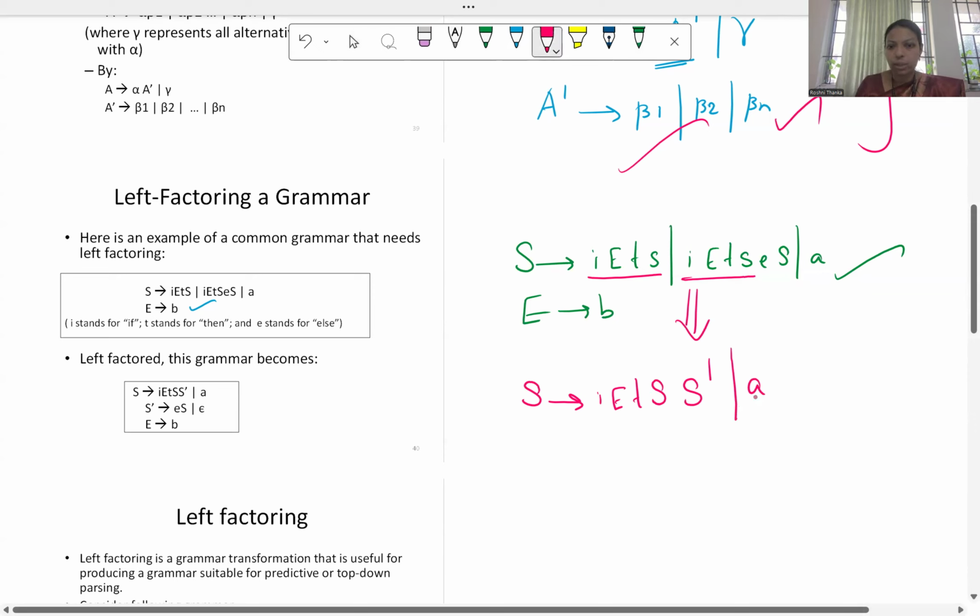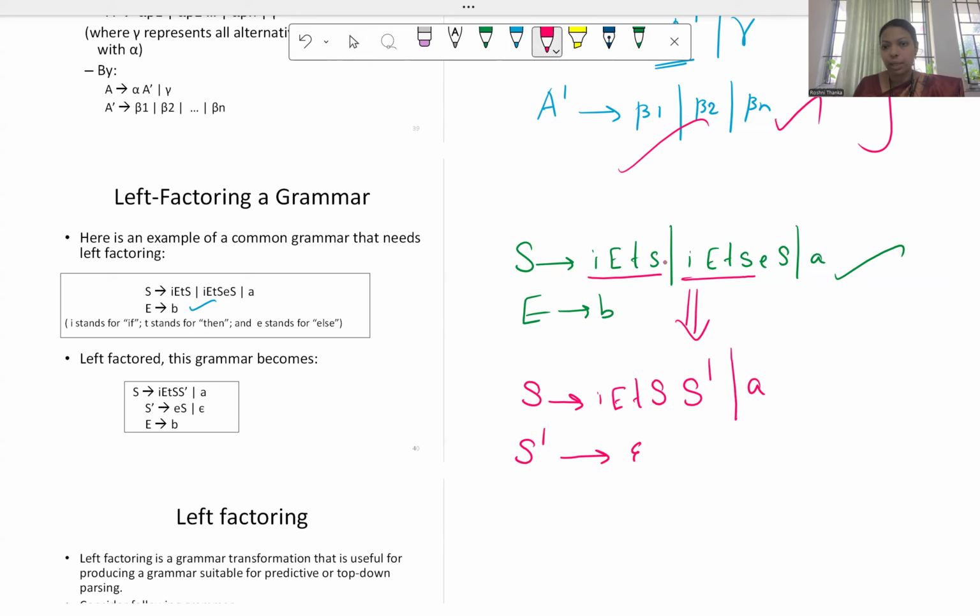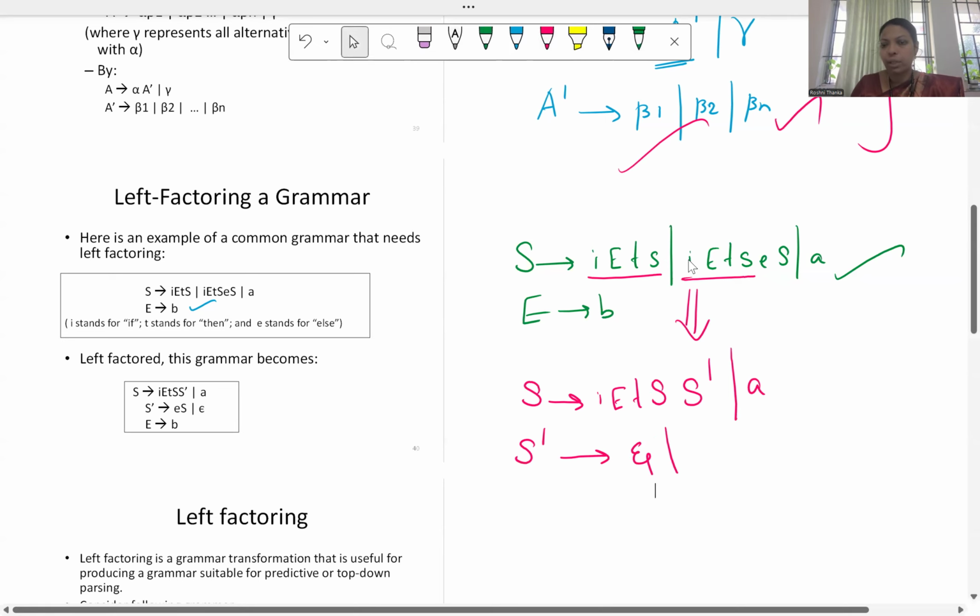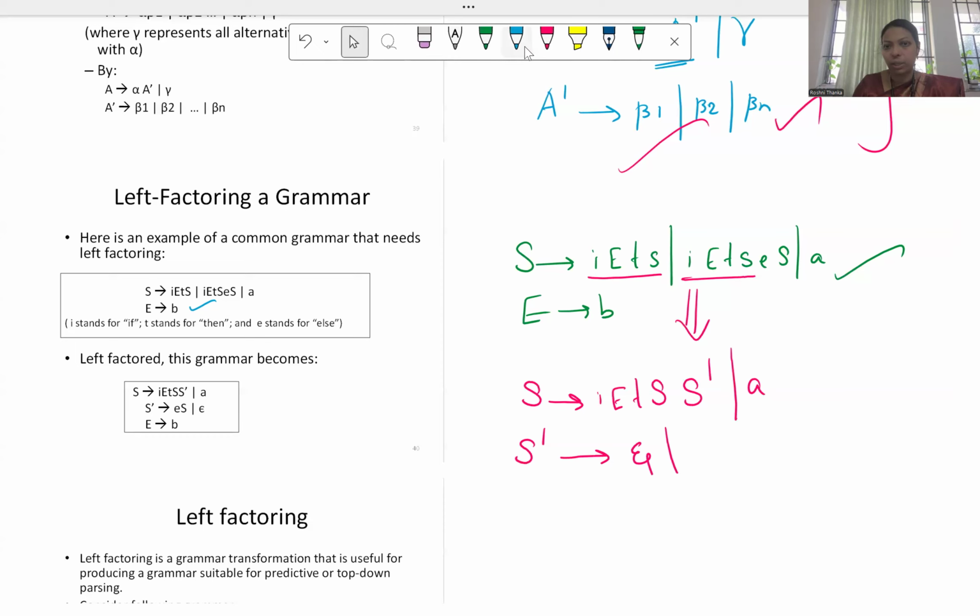Now I have to say what S dash is. S dash tends to... what is the remaining thing available after iETS? Here it is nothing, so nothing can be mentioned as epsilon. And here, after the common term iETS, you have eS there. You can look at here. Here we have eS, so this eS should be written here. So I'm writing here eS.